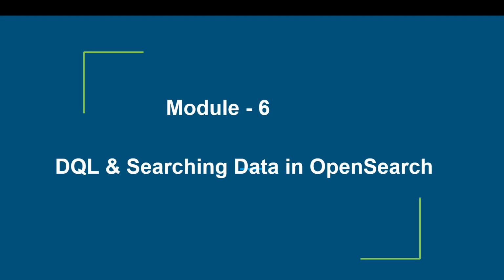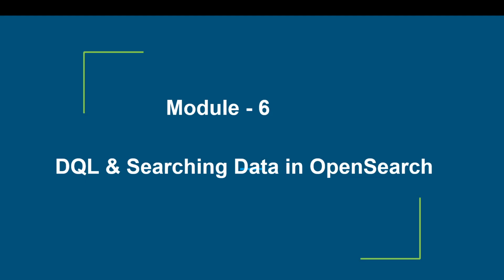Today we are going to start another module, that is module 6, DQL and searching data in OpenSearch. This module is referring to how we can search the data in OpenSearch using simple text-based queries. We are going to utilize the DQL bar, the search bar, which is an inbuilt tool of OpenSearch Dashboards. So we are going to use the same.